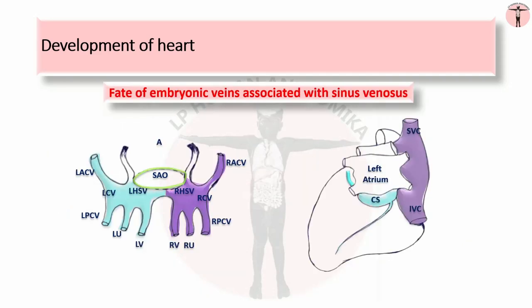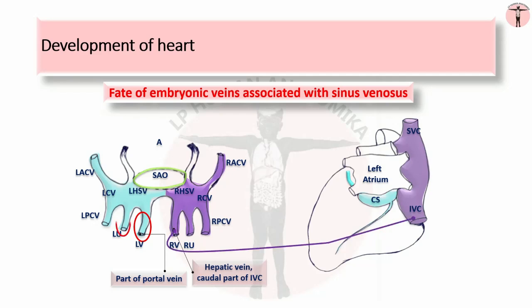Fate of the veins draining into the sinus venosus in the thoracic part is discussed now. The rest will be discussed respectively during the development of head and neck and the abdomen. The left vitelline vein mostly obliterates and the remaining part gives rise to the portal vein. The right vitelline vein develops into the hepatic veins and the caudal portion of the inferior vena cava.